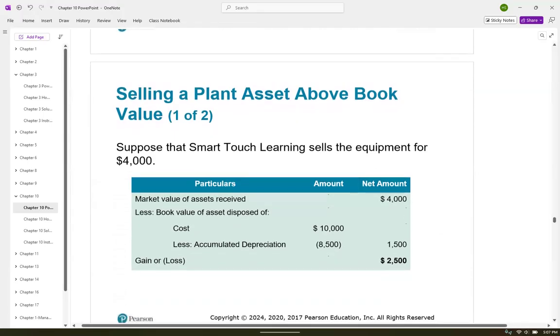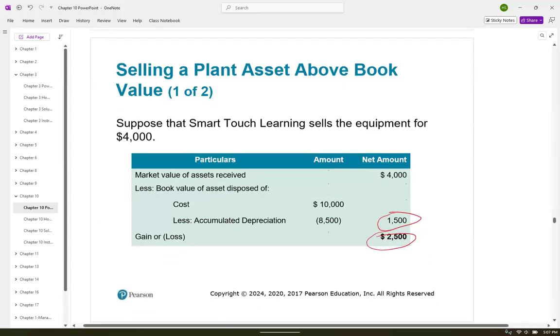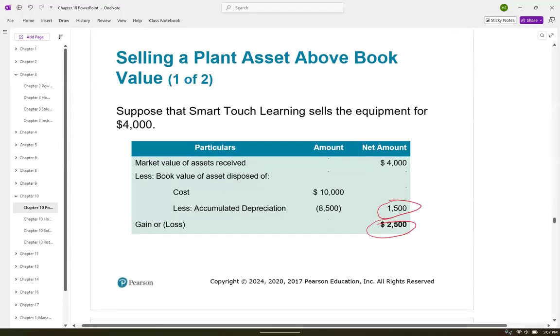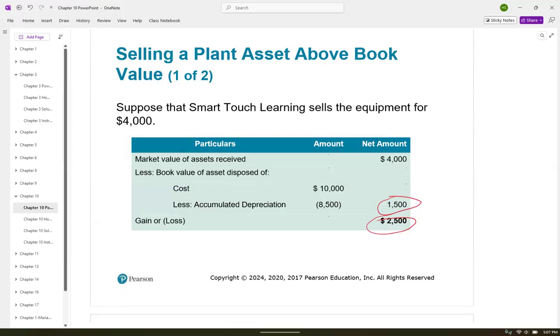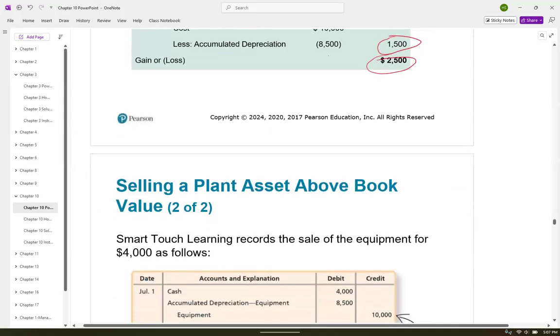All right. So we are still looking at the book value of 1,500, but now instead of selling it for 1,500, we're going to get $4,000. We've got a gain now. A gain is great. Okay. So you've got a lot of moving parts on this one. Figure out your cash, figure out your equipment and accumulated depreciation. Figure those three things out. Okay. Which, there we go.